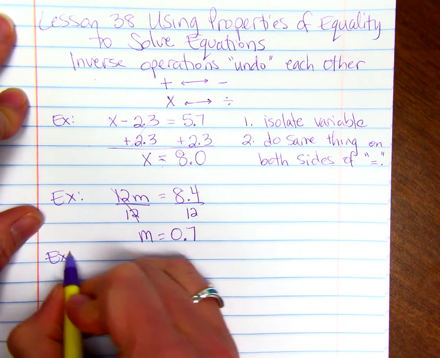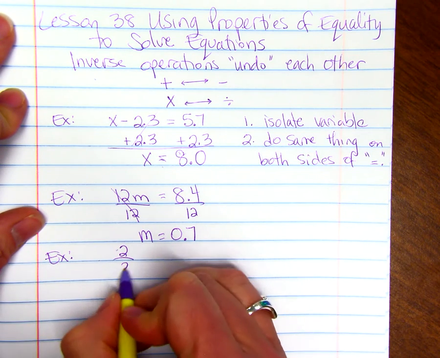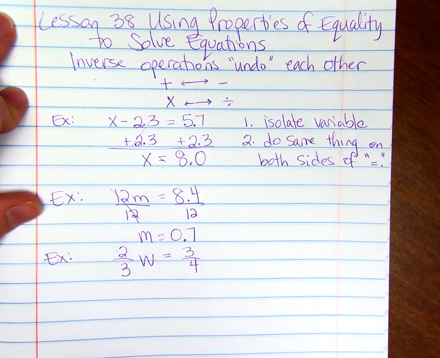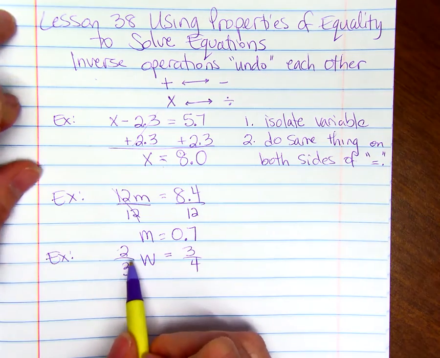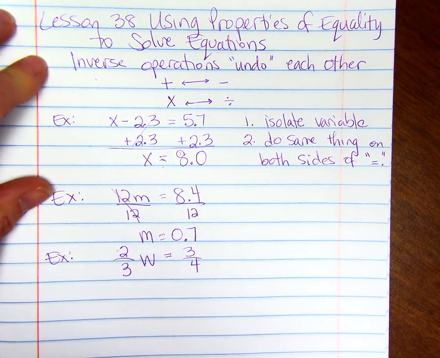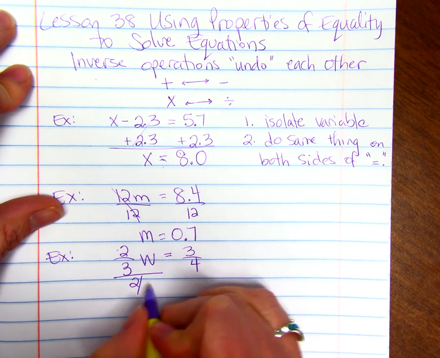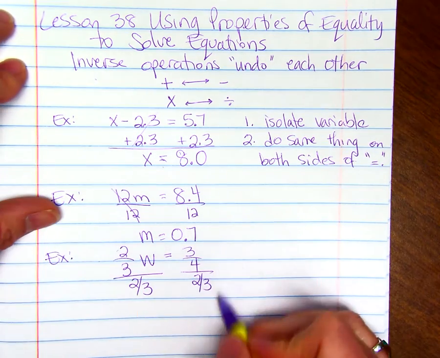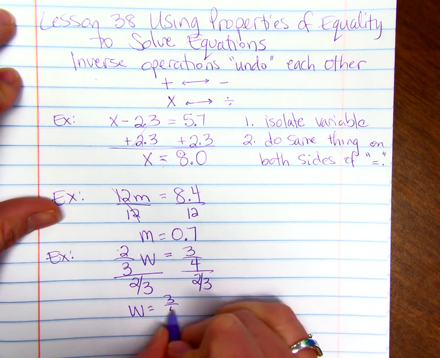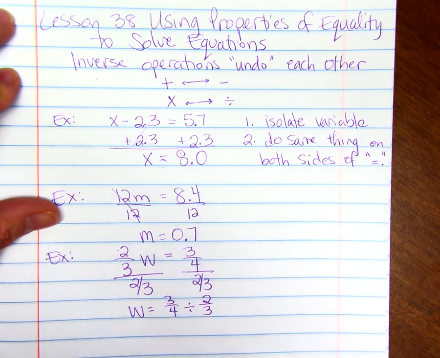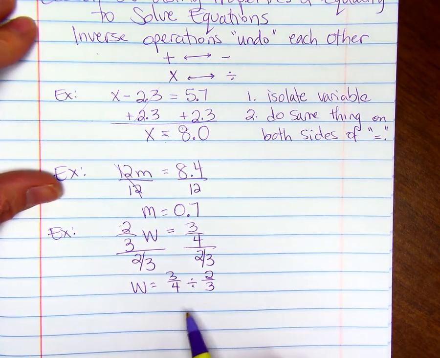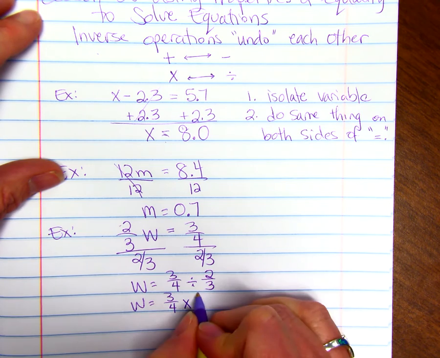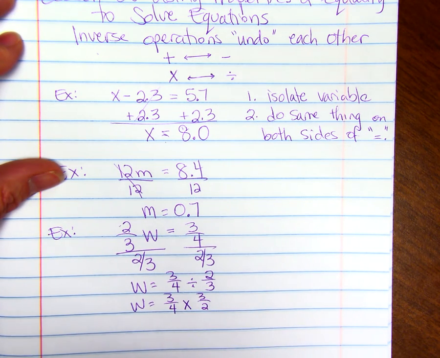Here's another example. If we have 2/3 times w equals 3/4. Now we are multiplying by 2/3, so we're going to divide by 2/3. Well, this is kind of confusing to have a fraction divided by a fraction. What if we wrote it like this? 3/4 divided by 2/3. Do you remember when we're dividing fractions, we can keep it, change it, flip it. So w equals 3/4 times 3/2. So we change it to a times and flip it upside down.